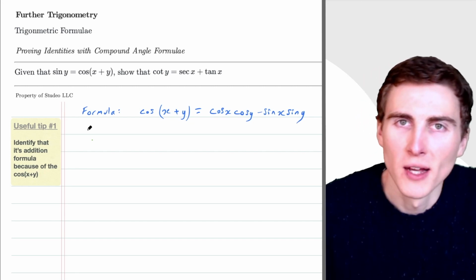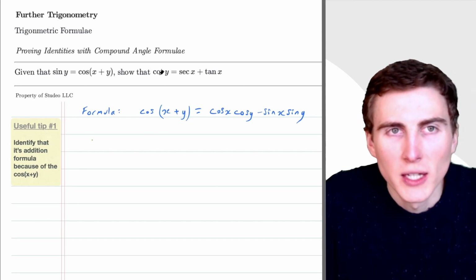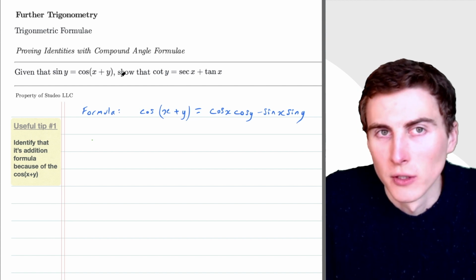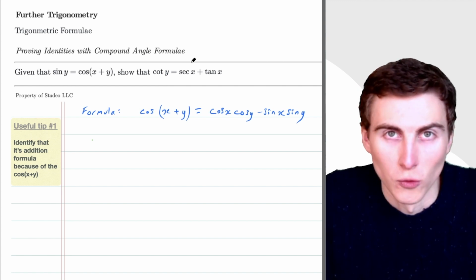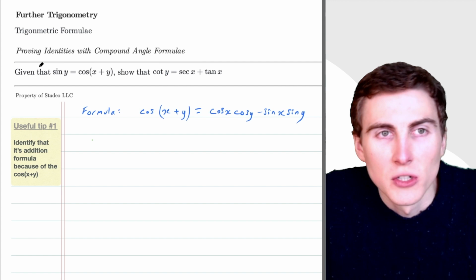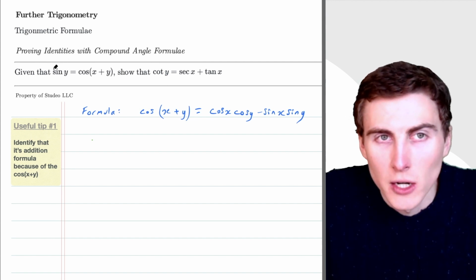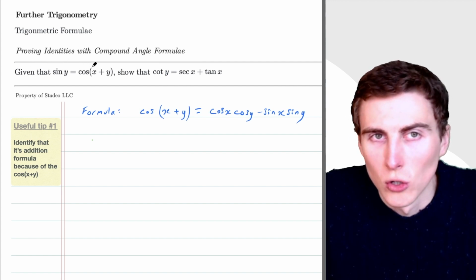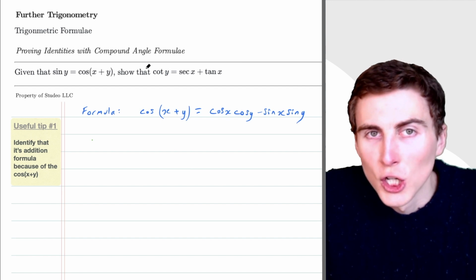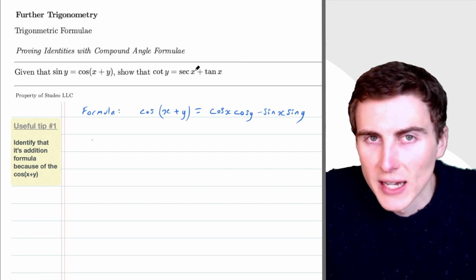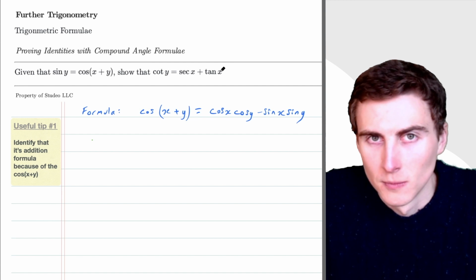Hello, and welcome. In this video, we're looking at a proof using the compound angle formulas. So in this question, it says that given that sin y = cos(x + y), show that cot y = sec x + tan x.